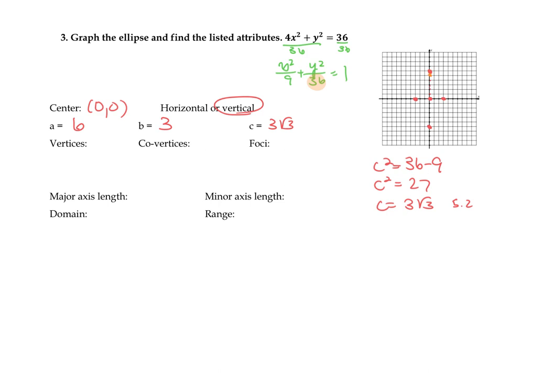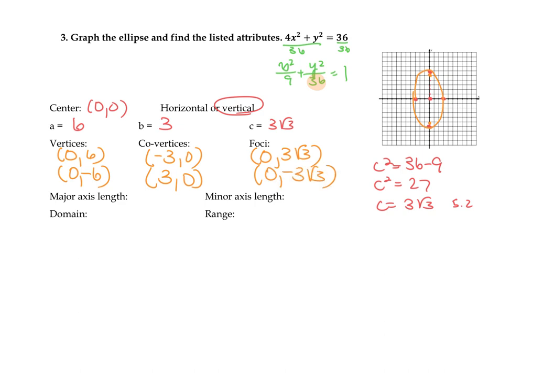So just up above and down below. And there it is graphed. So now my vertices come from the major axis. That's at (0, 6) and (0, negative 6) because I'm going up 6 and down 6 from 0. And then my co-vertices are left, so 0 minus 3 is (negative 3, 0), and 0 plus 3 is (3, 0). And my foci are on the major axis, so that's (0, 3 root 3) and (0, negative 3 root 3).